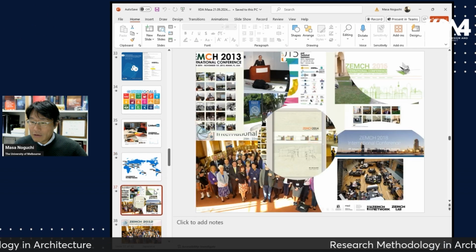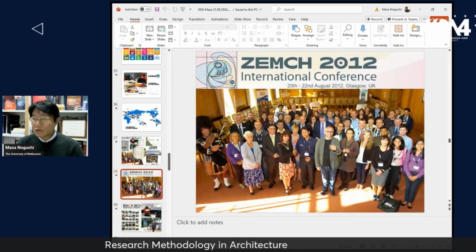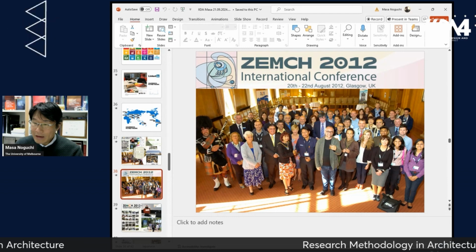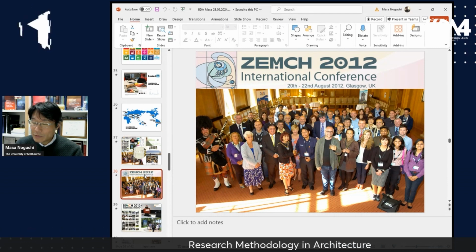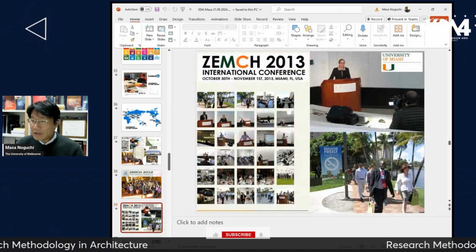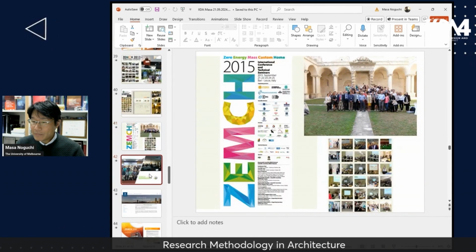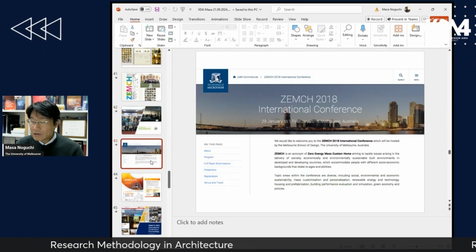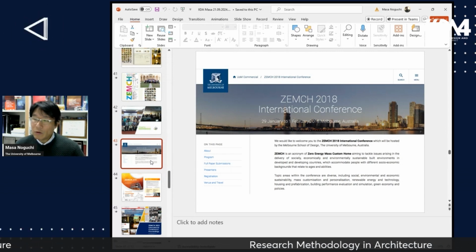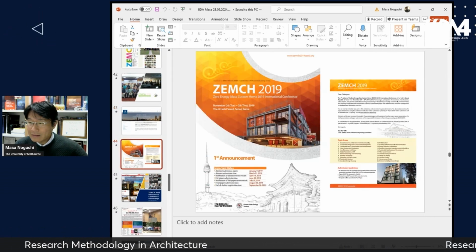And through these collaborations, we also have conferences starting from 2012, when I was working for Mackintosh School of Architecture. I initiated the ZEMCH network in 2010, and after 2 years, the first conference took place. 2013 Miami, 2014 Brazil, then Malaysia, and 2017 we skipped, but in 2018 here, the University of Melbourne, we hosted the ZEMCH 2018 International Conference, and 2019 South Korea.